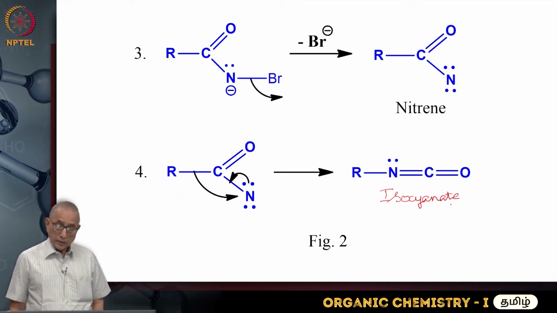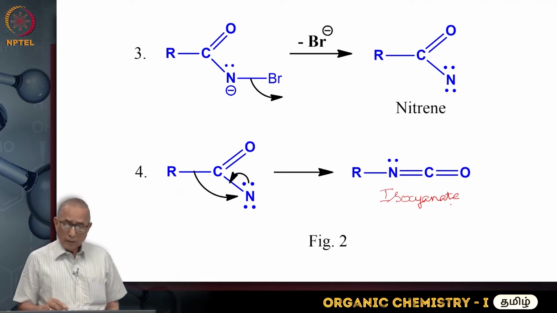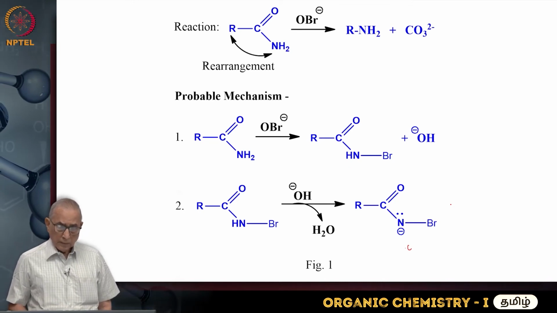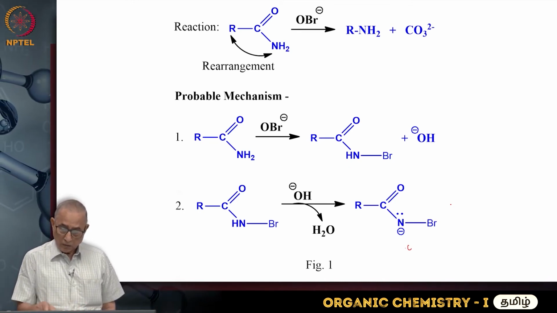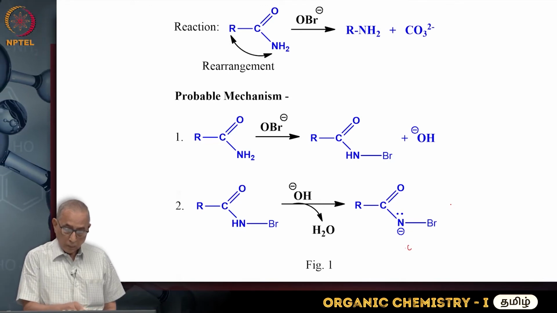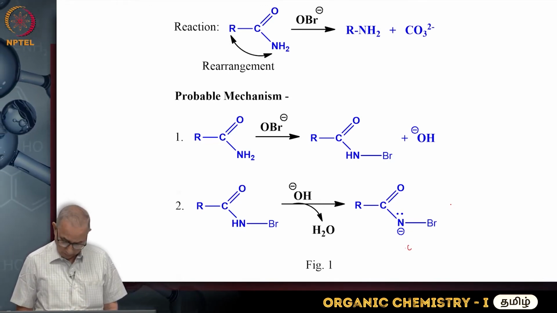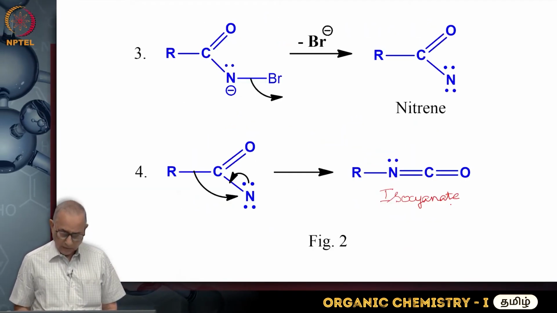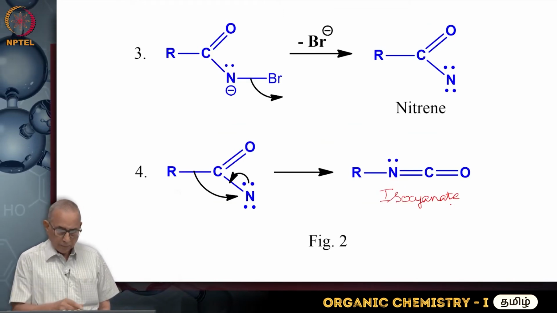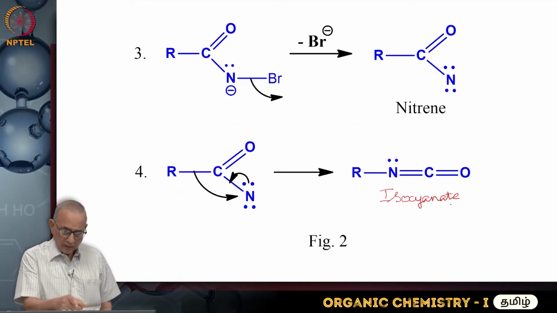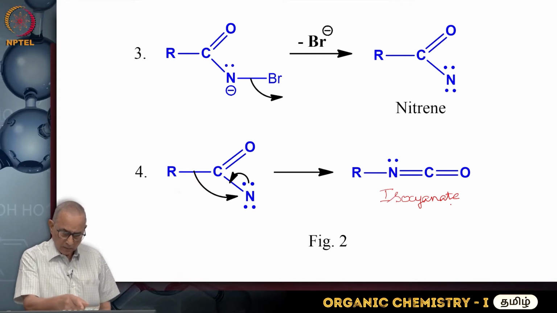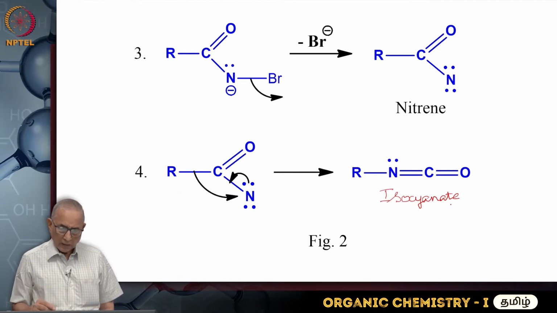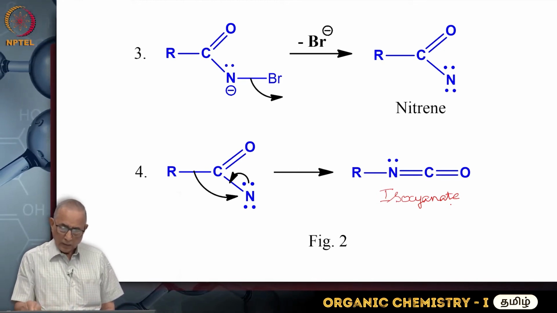So this is the mechanism. When R moves, it is generally believed by various experimental evidence that the removal of this bromine and the movement of the R group take place at the same time. They are called synchronous. Chrono means time, synchrono means at the same time. So this moves and this leaves. The R group moves here, this leaves. This particular step is taking place simultaneously or synchronously. So, you get this isocyanate.